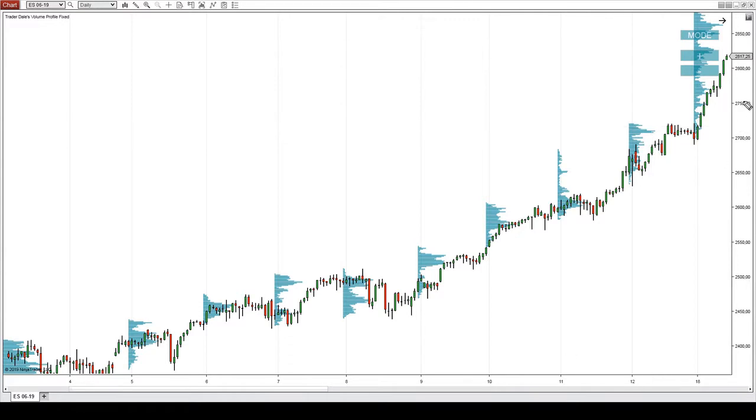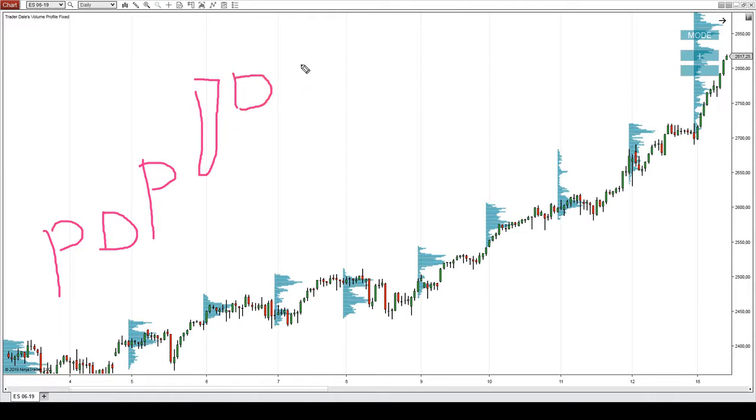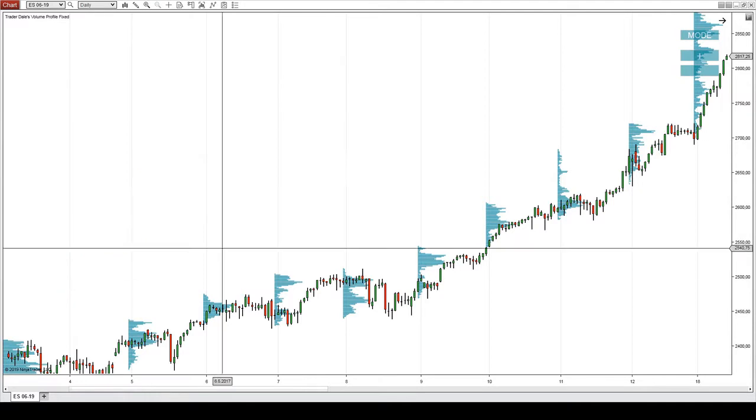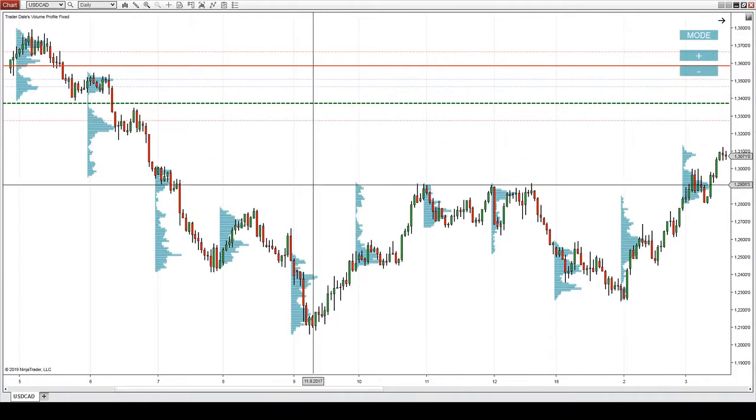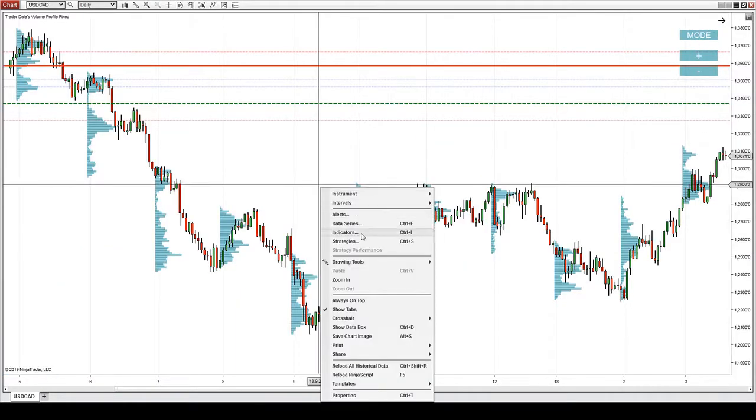As you can see, there was not a single B-shaped profile in this area. It was mostly P-shaped profiles, followed by a D-shaped profile, followed by a P-shaped profile, or a thin profile, D-shaped profile, P-shaped profile. This is what usually uptrend looks like, something like this. There is not a single B-shaped profile in this whole trend. Alright. Now let me show you one last example.